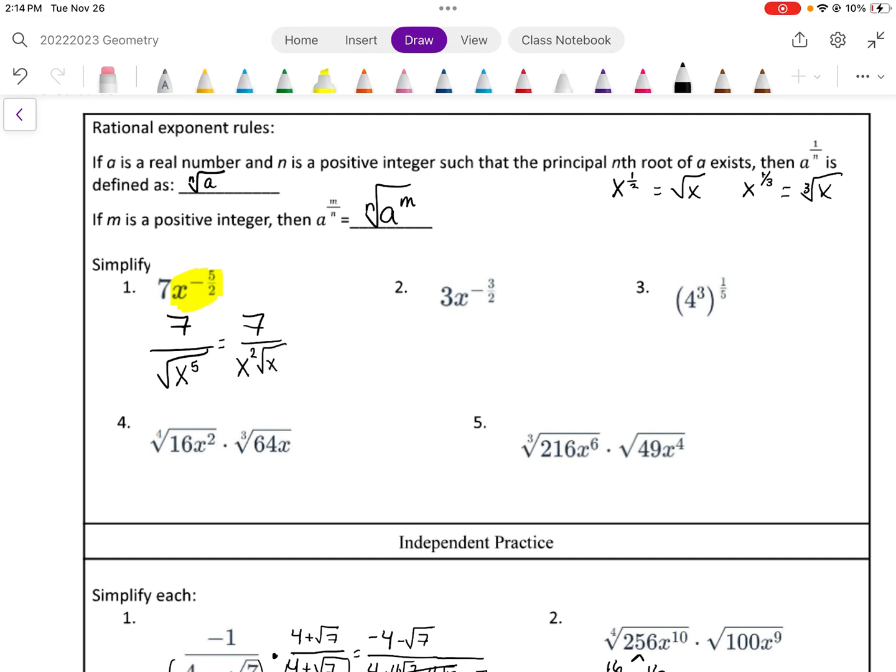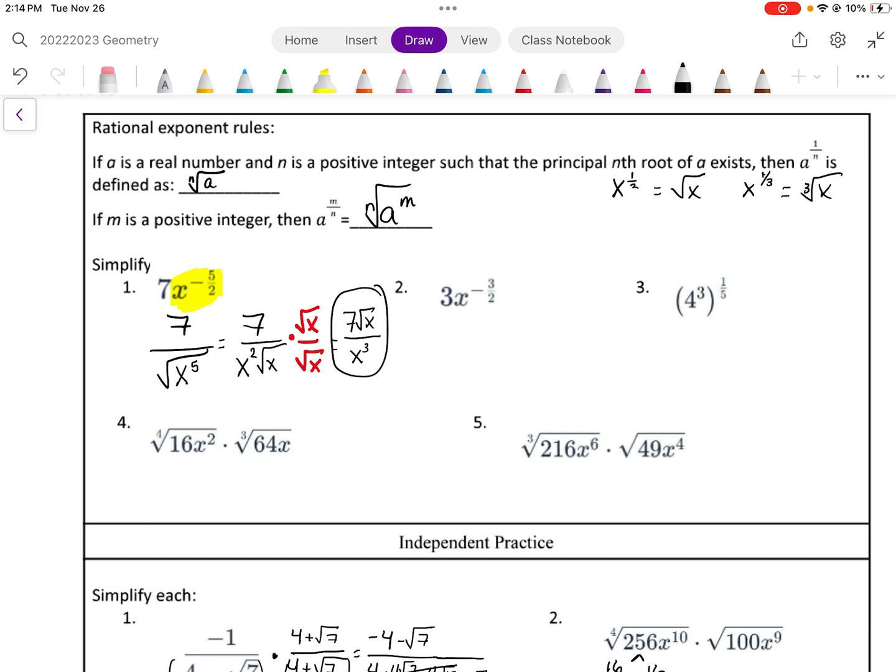To rationalize the denominator, I'm going to multiply top and bottom by square root of x to get that square root out of the bottom. So I would have 7 square root x over x cubed, because the square root of x times the square root of x is just x, times x squared is x cubed. So there's my answer.